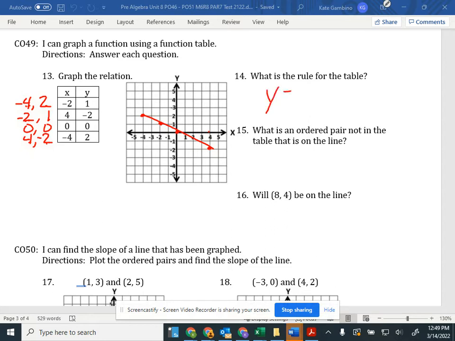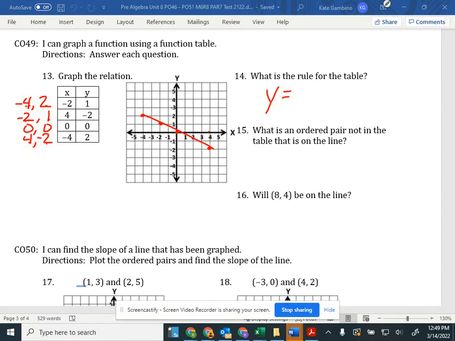So when we set up our rule for our table, I'm not asking for a description. I'm asking for an actual rule like we did on our binder sheets. Some of us tried explaining what the rule is. We don't want an explanation. We want to actually see the rule. So, Finn, put your pencil down and pay attention, please. Are you on the correct page in your test? Okay.